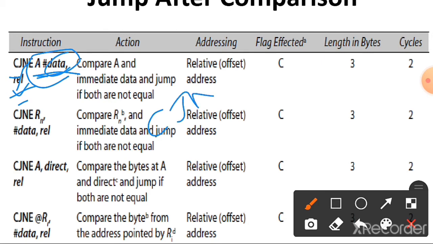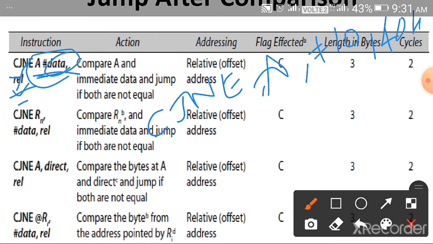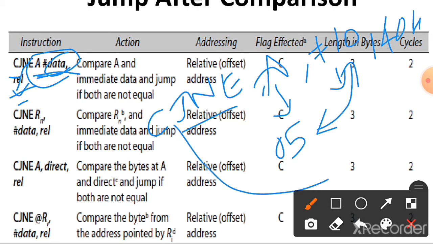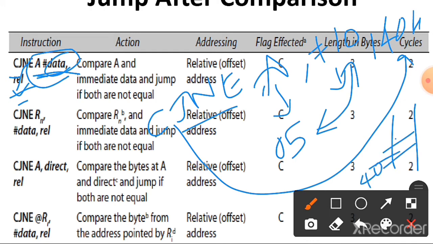For example, CJNE A comma hash 10, then the relative address is specified. Here the content in A and the immediate data are compared, and if they are not equal, NE indicating not equal, jump to this location. The location is specified here, so jump to that location.